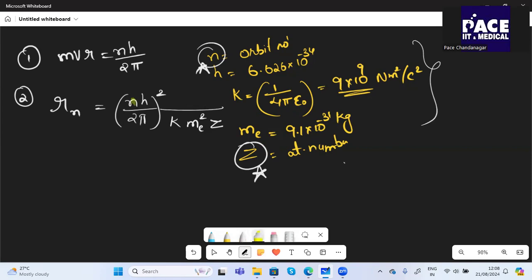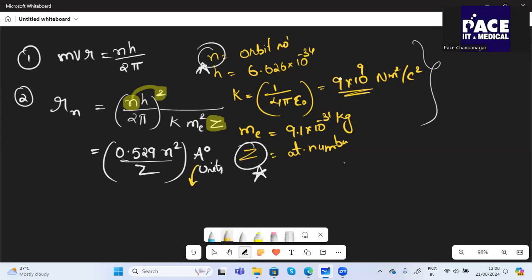So if we just consider the n value, which means n square, and Z separately, then when I substitute all these values here, I am going to get the value as 0.529 n square by Z angstrom units. Angstrom unit is nothing but 10 to the power minus 10 meters. So radius is measured in meters, and an angstrom unit is 10 power minus 10 meters.